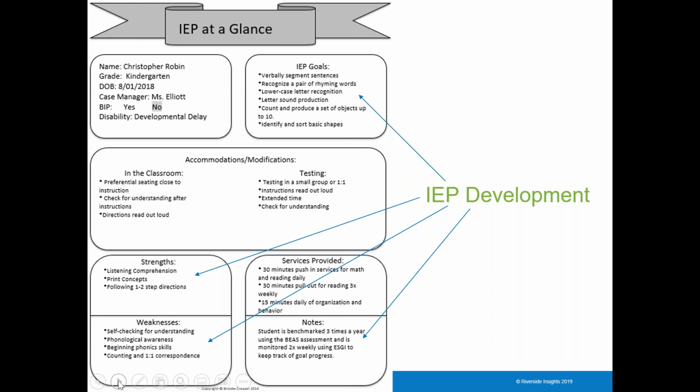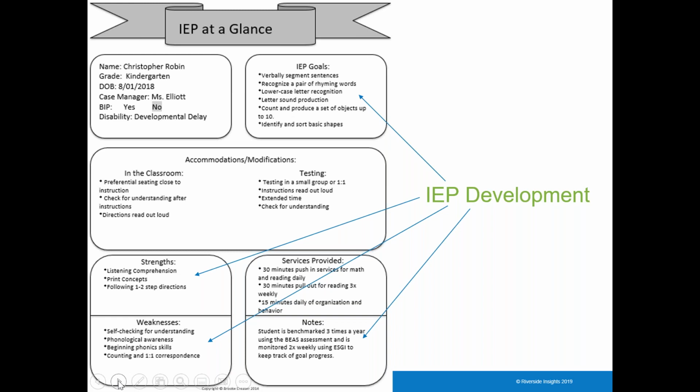So you'll see that one of his IEP goals that was created was verbally segmenting sentences. They also want him to be able to recognize a pair of rhyming words, lowercase letter recognition, and letter sound production. Within math, they added counting and producing a set of objects up to 10, and identifying and sorting basic shapes.